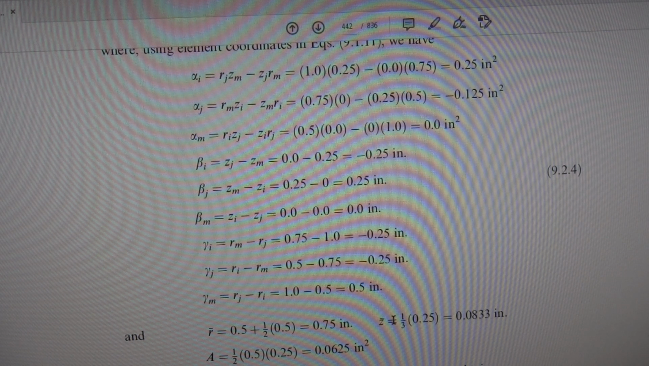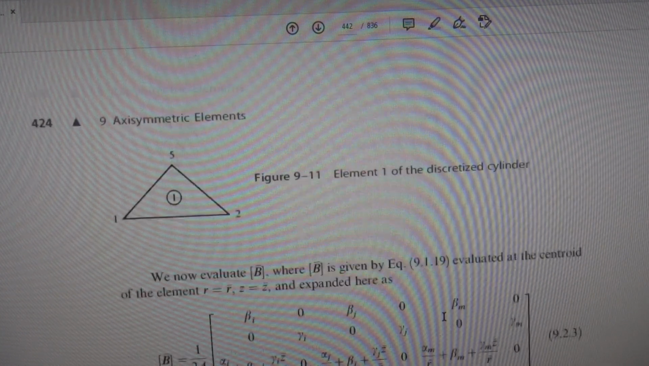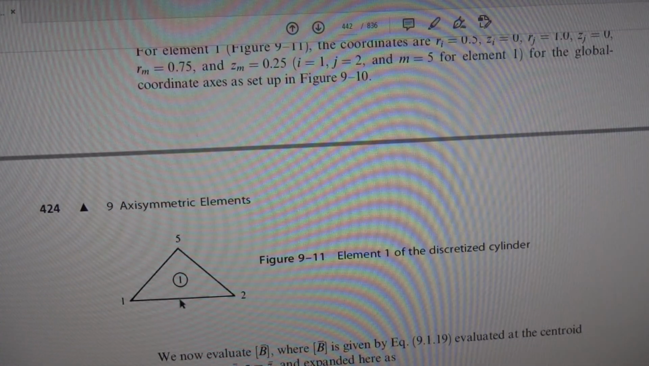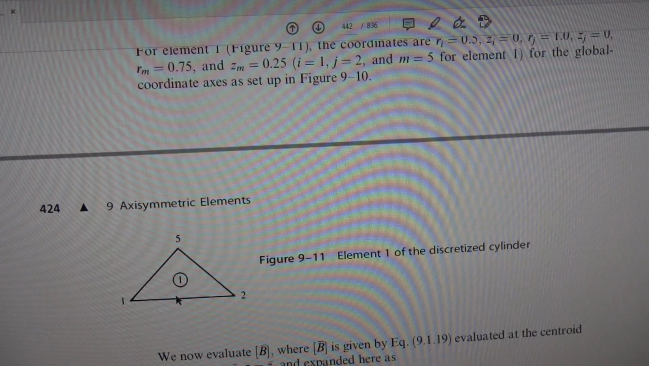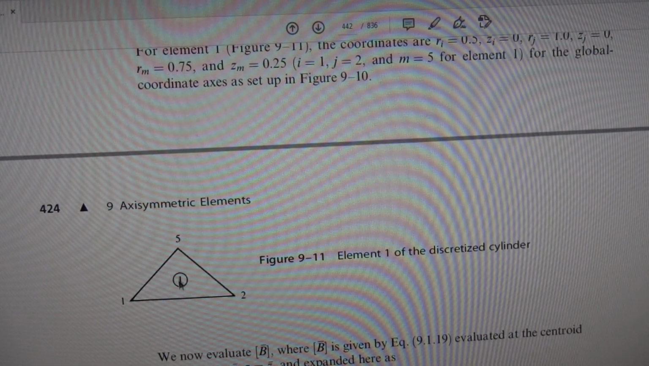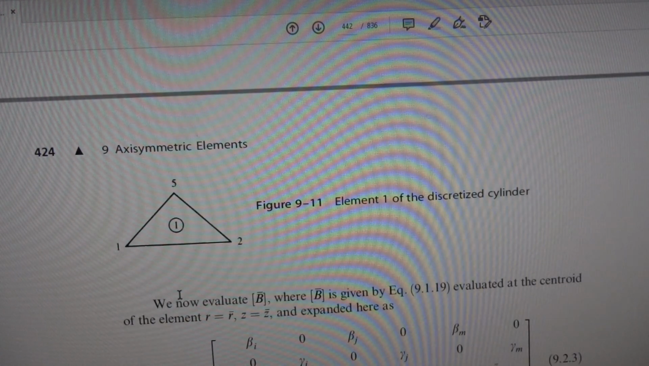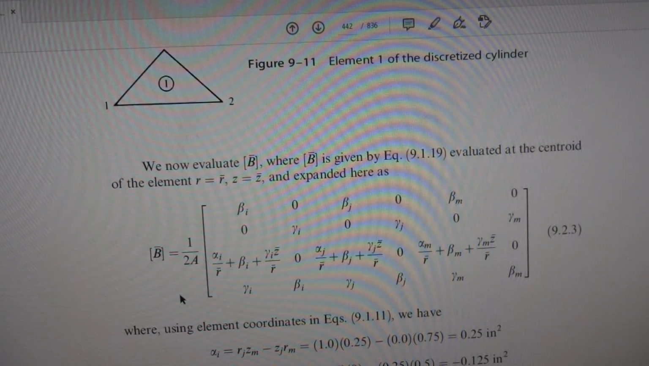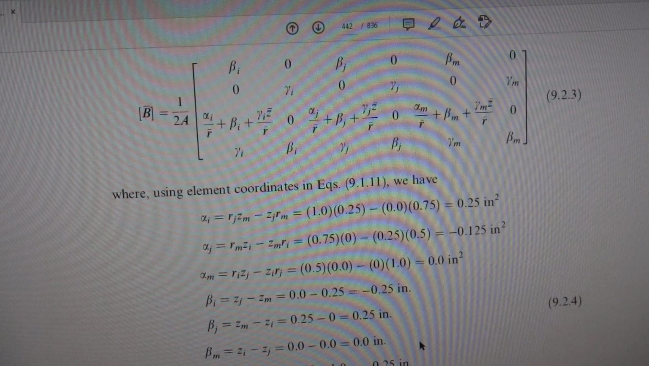0.75 inch, and z bar is equal to 1/3 of the 0.25 inch. Z bar, this one is the 0.25, so 1/3 of the 0.25. So you can get the value of the Z bar from this equation.